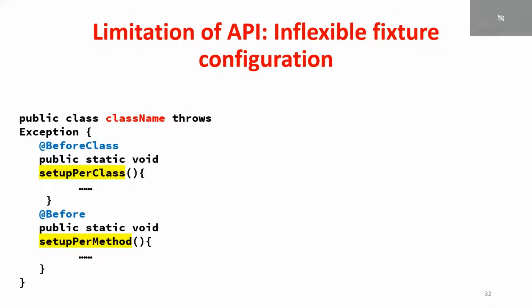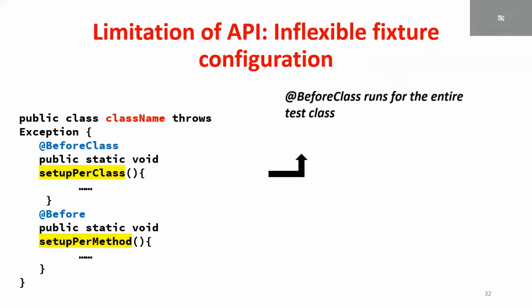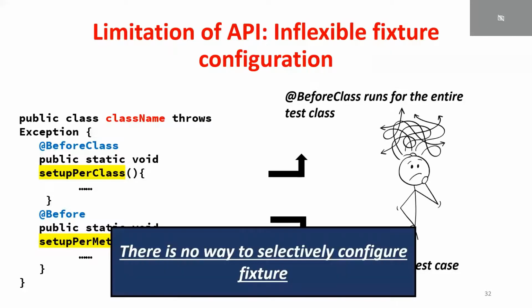However, we find that configuring fixtures can be inflexible in the framework. For example, BeforeClass is only capable of running once per class, while Before is only capable of running repeatedly for each test case. Therefore, there's no way to selectively configure unique fixtures for individual test cases or even set fixtures for certain test cases.